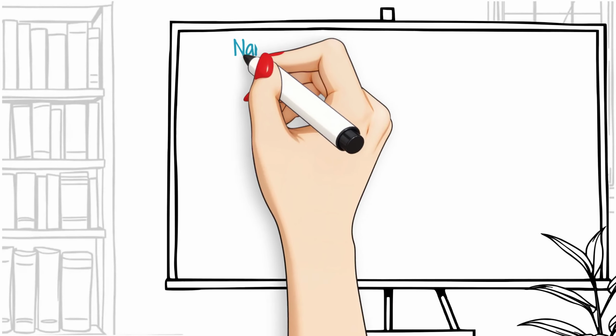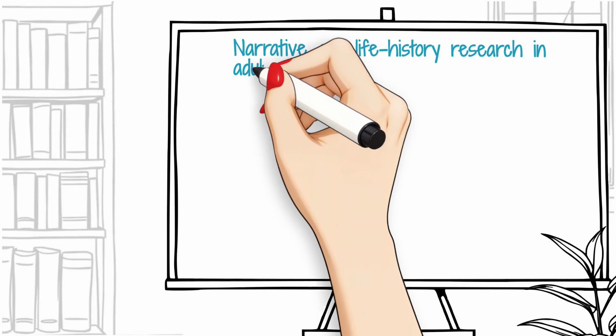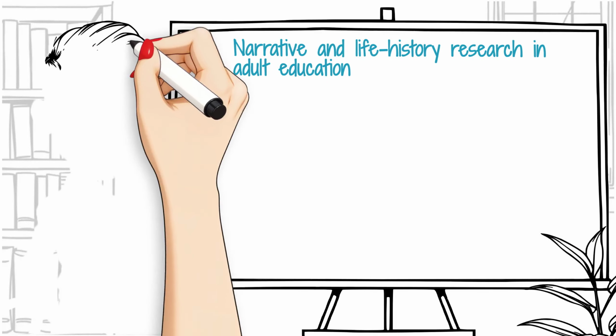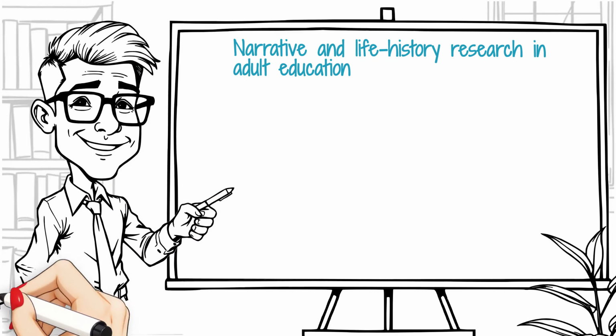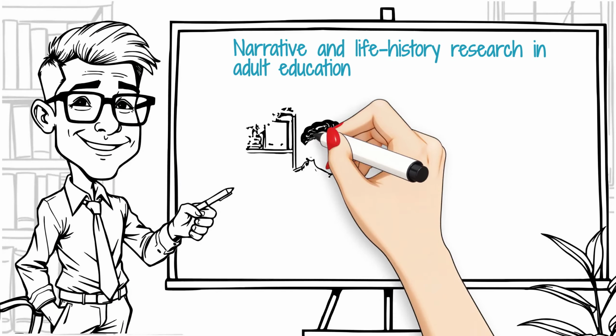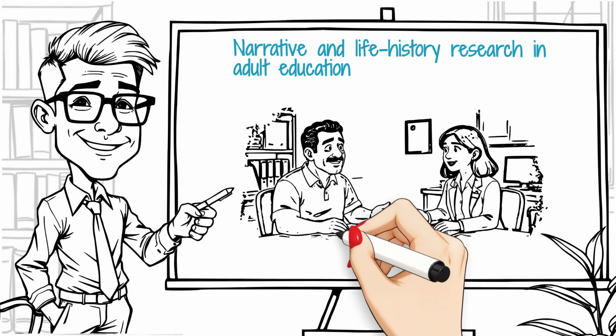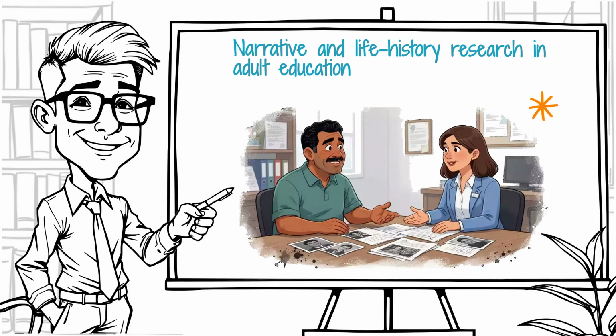Narrative and life history research are central here. These methods examine the stories adults tell about work, family, migration, schooling, and return to education. Such accounts reveal how learning is shaped by biography, culture, and social structure.